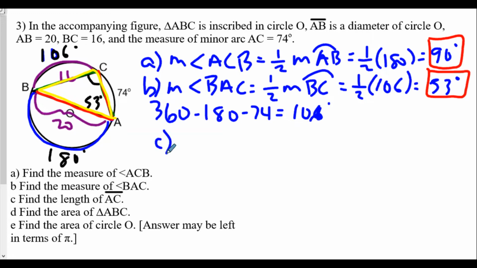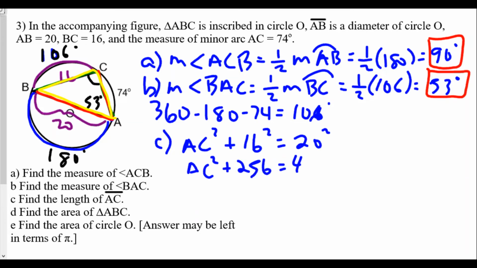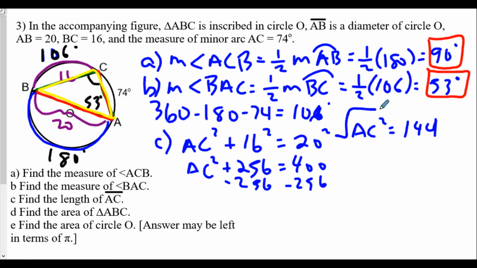So here's what we're going to do. We're going to say in this case, AC squared plus BC squared, which is 16, equals AB squared, which is 20. And therefore we get AC squared plus 256 equals 400, or AC squared is equal to 144, because we subtract 256 on both sides. Now we don't want AC squared, we want the measure of AC. So we're going to take the square root of both sides and take the positive value. Here, the measure of AC is going to be 12 units.